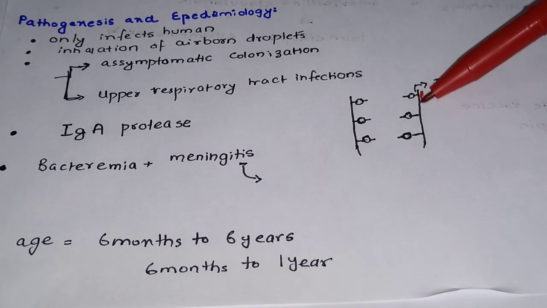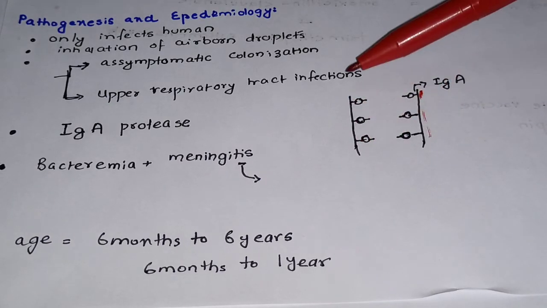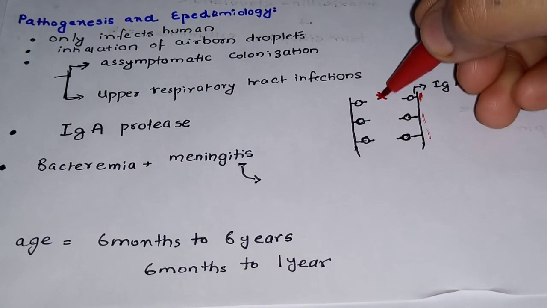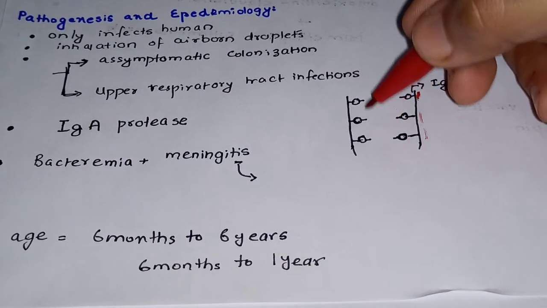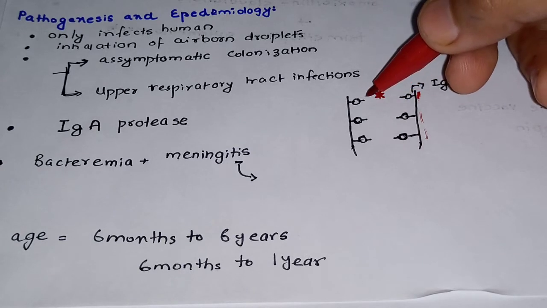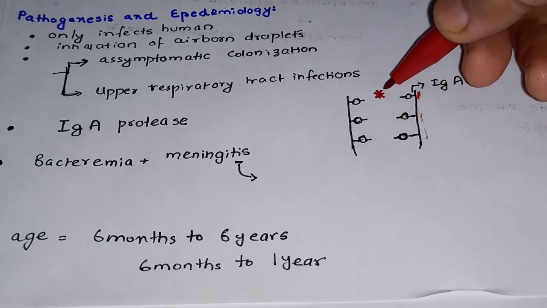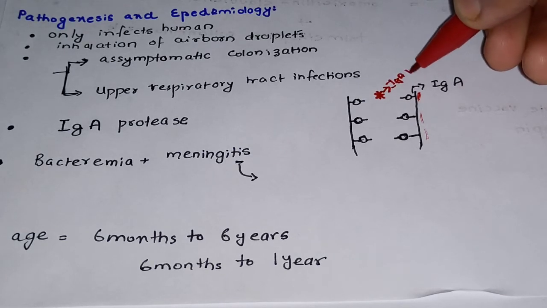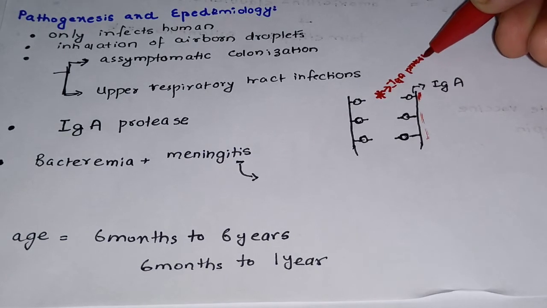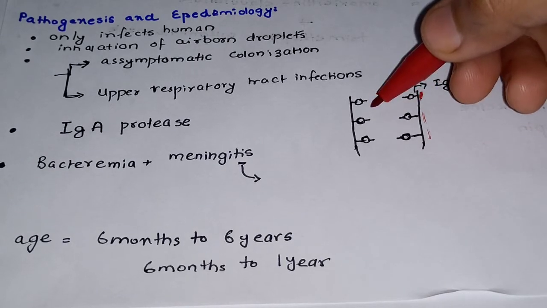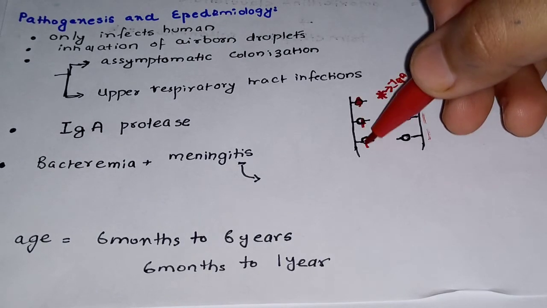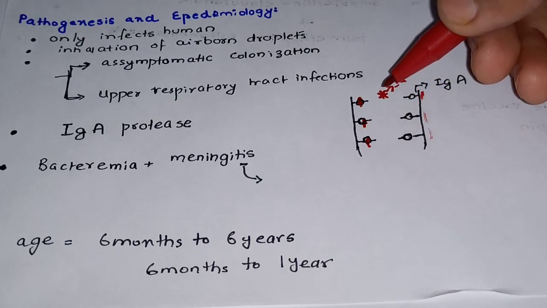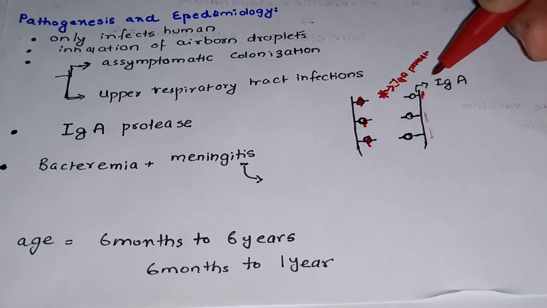So let's suppose this is our respiratory tract, and the organism is coming inside and wants to colonize the respiratory tract. These antibodies will not allow them to colonize. Hence, they first produce the enzyme immunoglobulin A protease that will degrade these antibodies, and when these antibodies are degraded, they will be able to colonize this respiratory tract. So, this is the importance of secreting the immunoglobulin A protease.